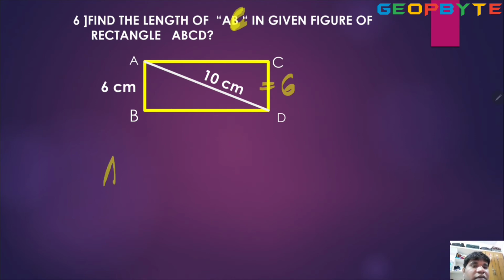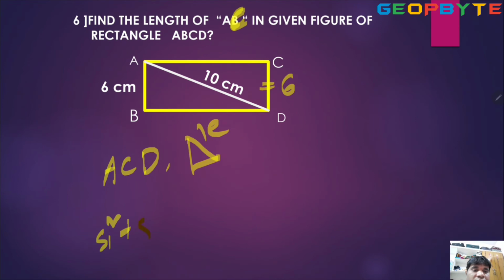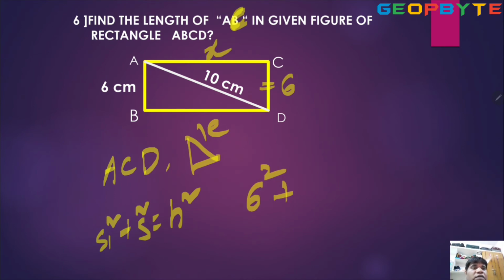From the diagram, ACD is a right angle triangle. In the right angle triangle, what is the logic? Side square plus side square is equal to hypotenuse square. Here what is the side? 6. So 6 square. Another side you don't know. So x.